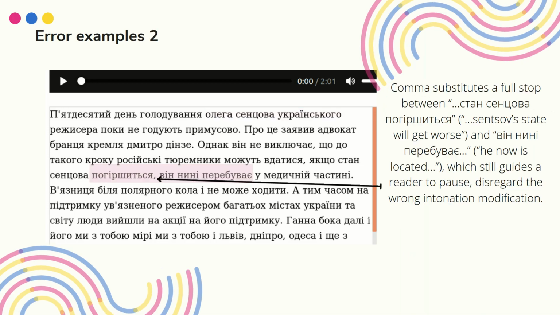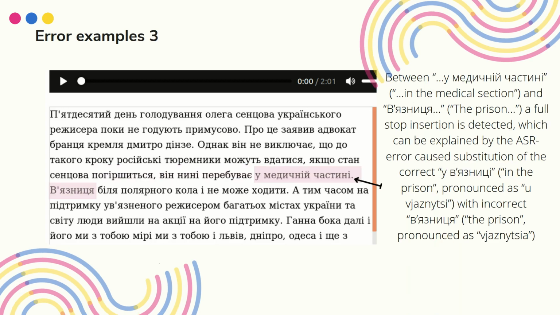Another error is the substitution of a full stop by a comma. This kind of error is less frustrating for a human. Indeed, anyway, a comma still divides meanings.